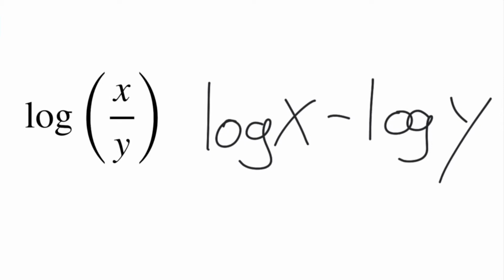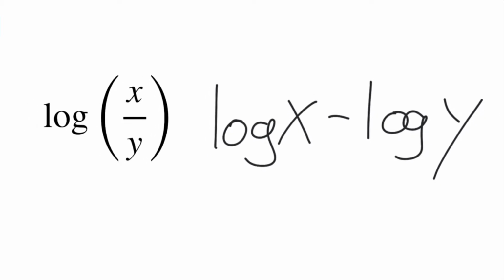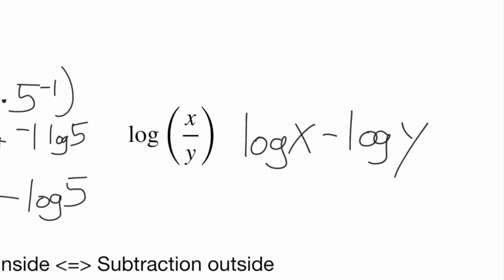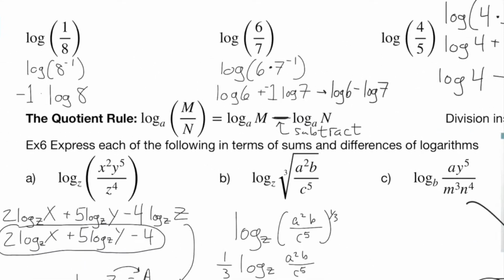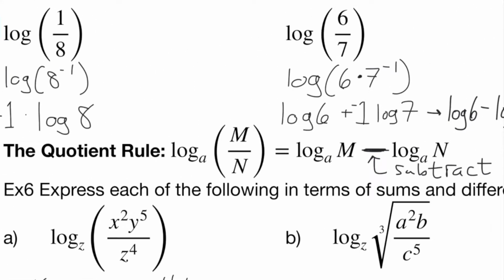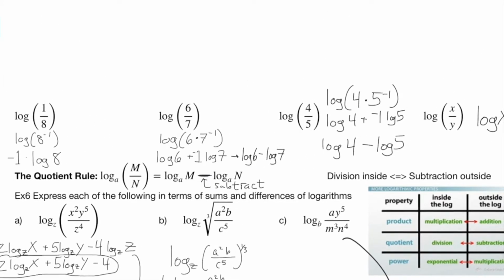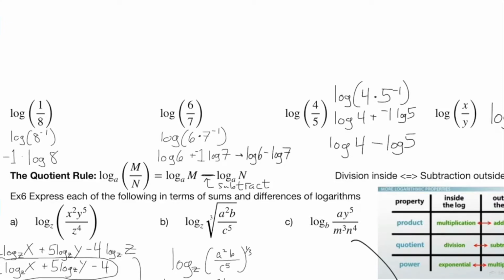Same thing here. We don't even have to do the intermediate steps. We can just summarize what we see as a rule. It's the quotient rule. If you have log base a of m divided by n, it's log base a of m minus log base a of n. You make sure you subtract. And like I've been saying, division on the inside is the same thing as subtraction on the outside.